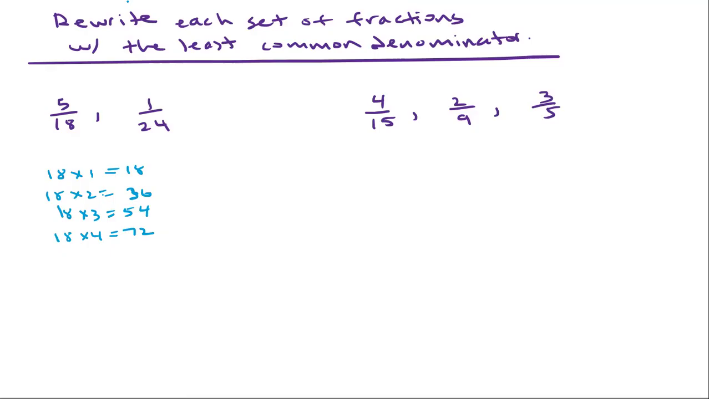Let's do the same thing for this one. So we have 24 times 1 is 24. 24 times 2 is 48. Okay. 24 times 3 will give us 72. Okay. So it looks like 72 is going to be the least common denominator between them. All right. So what we need to do now is we need to make the denominator 72. So in this case, for this one, we multiply this by 4 to give us 72.